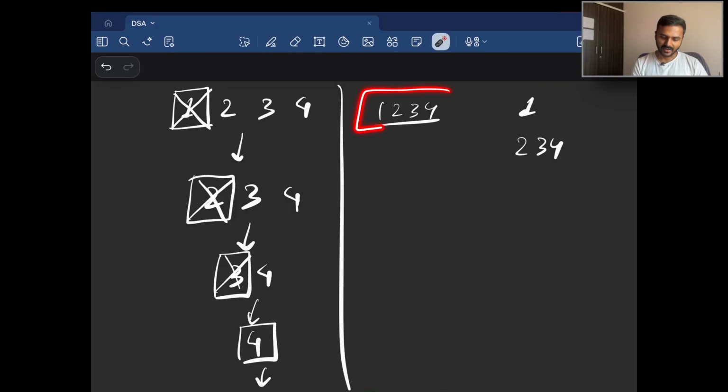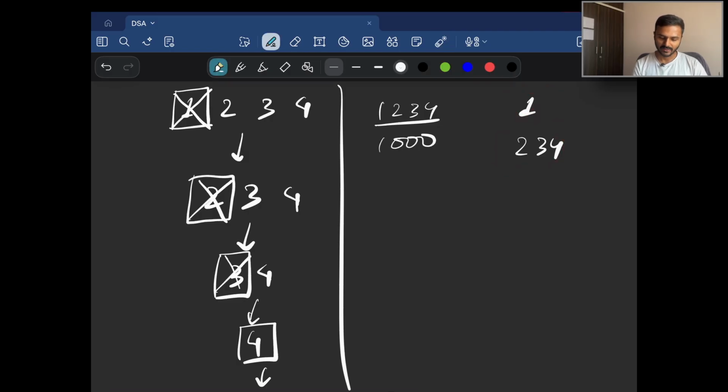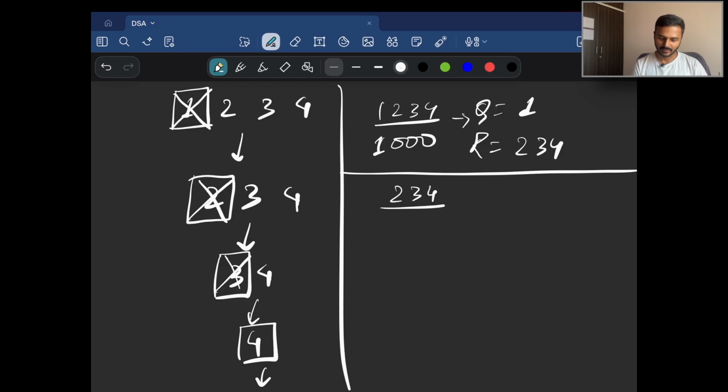Now, what can we divide 1234 by, which gives us 1 and 234 both? Can we divide 1234 by 1000? We can. This will give us 1 as the quotient and 234 as the remainder. Now, if we take this 234 and continue with this, at this point, what do we want? We want 2 and we want 34. So we want 2 as the quotient and 34 as the remainder.